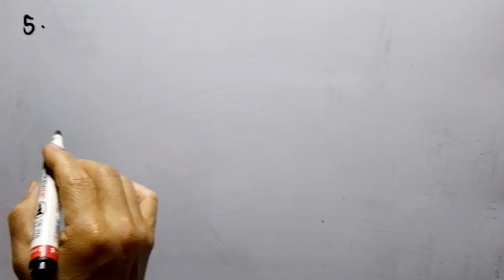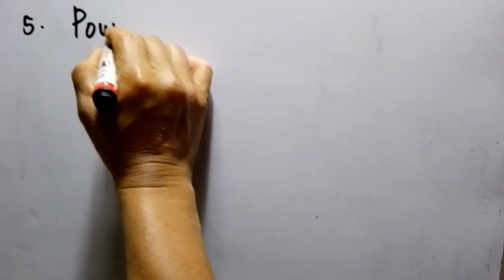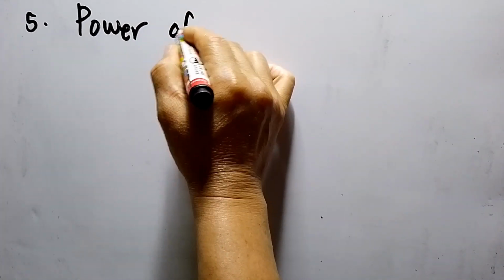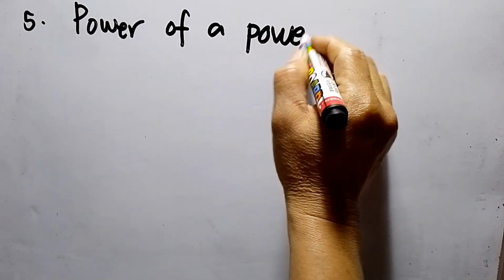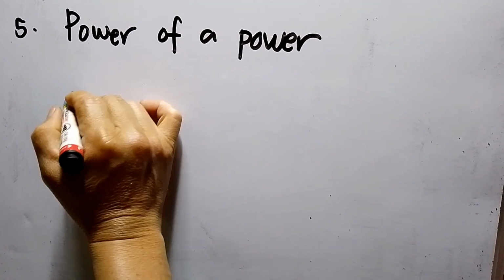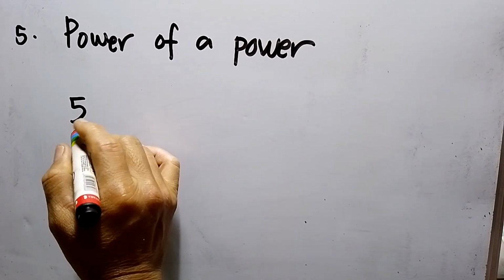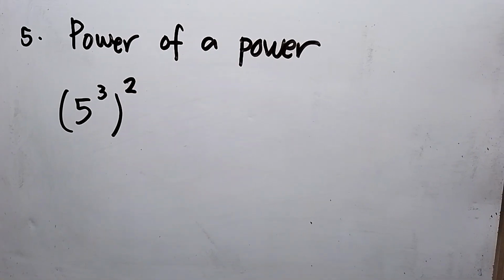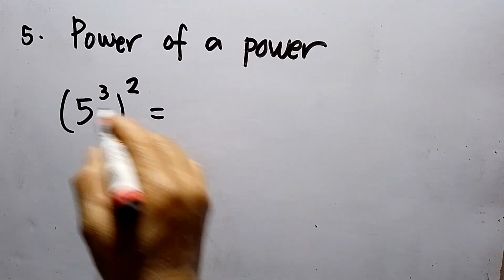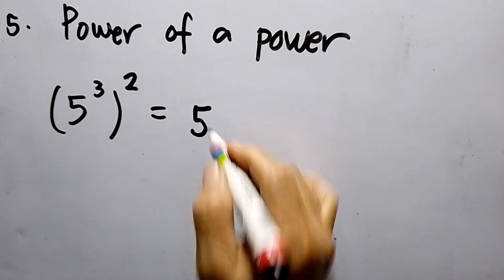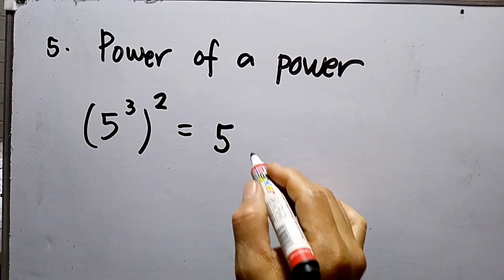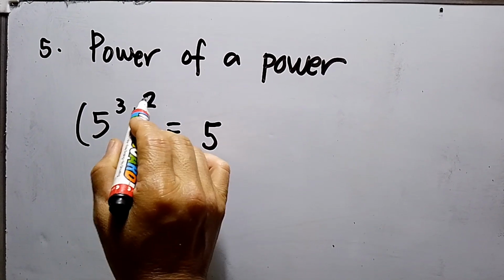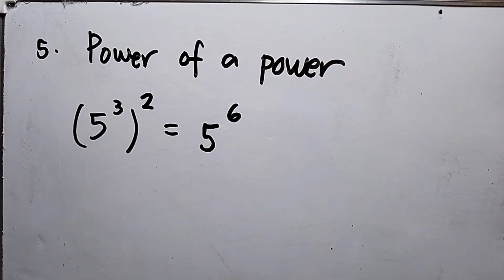Now let's move to rule number 5. Rule number 5 is power of a power. So for example, 5 raised to the power of 3, and then this is raised to the power of 2. So I'll just multiply the exponents. So this will be 5 raised to 3 times 2, which is 6. And what is 5 times itself 6 times?